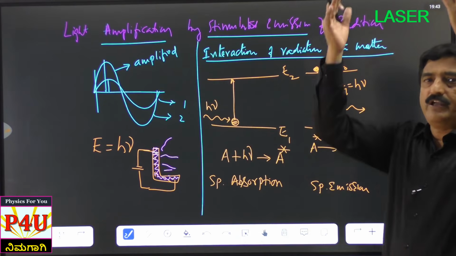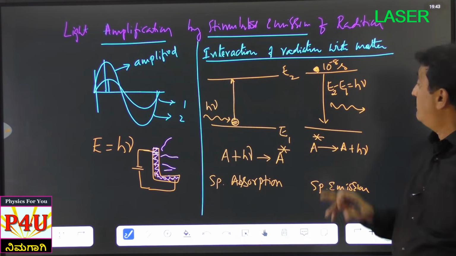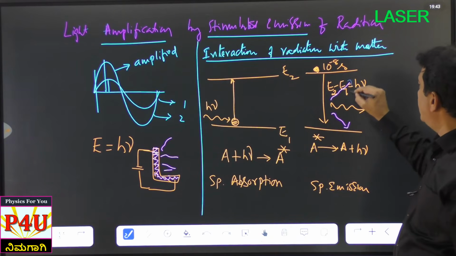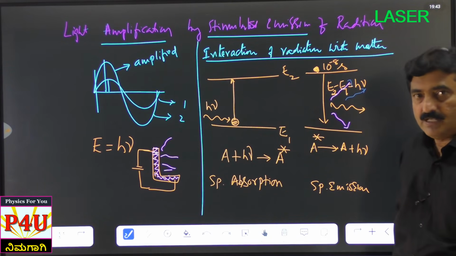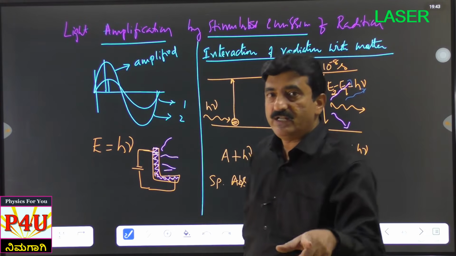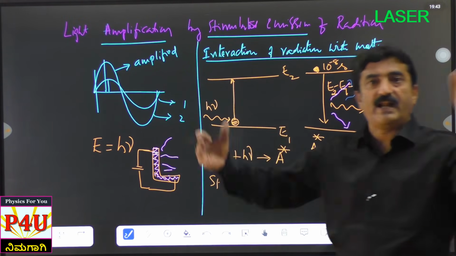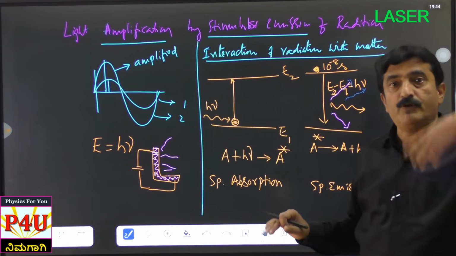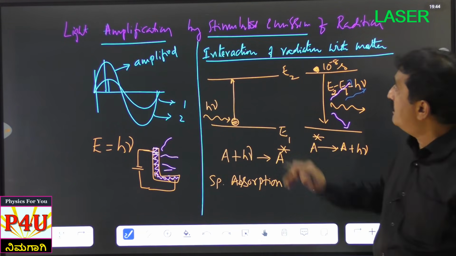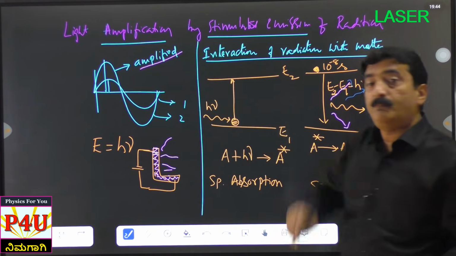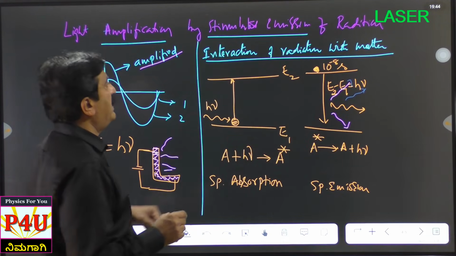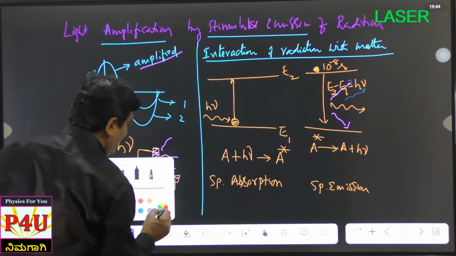Spontaneously atoms are going up, coming down, going up, coming down. It will produce photons, and the produced photons will be traveling in all possible directions. But I don't want that. My intention is not to produce photons in random direction, and also not producing equal number of photons. I want to produce more number of photons. Why more number of photons? Because I want to amplify the light. For that I have to go for another possible emission, that is nothing but stimulated emission.